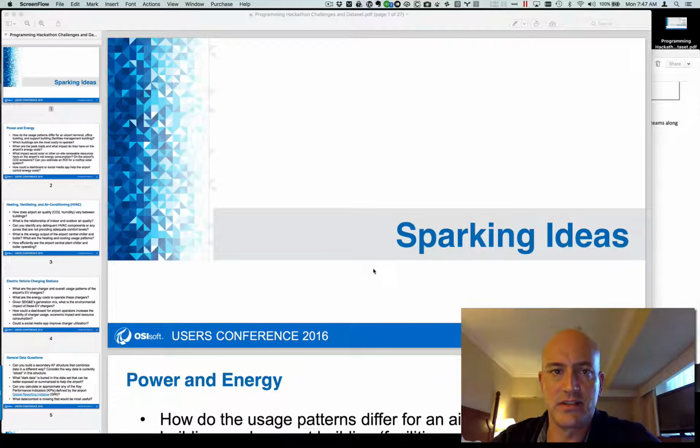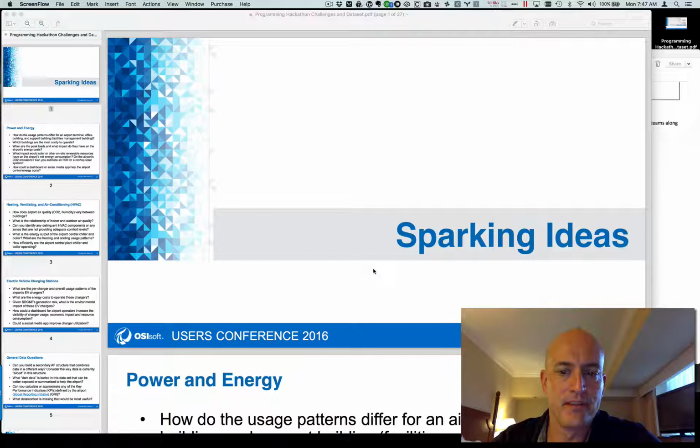OSIsoft has put together some Pi systems with some data and given us a challenge to see what we can find in that data, what kind of applications we can build, what kind of value we can get from this data. In the past, they've had these hackathons, and they kind of spring it on you when you get there. This year, they've done something a little different. They've shared some of the information with us ahead of time, and I've got the slides that they sent us right here.